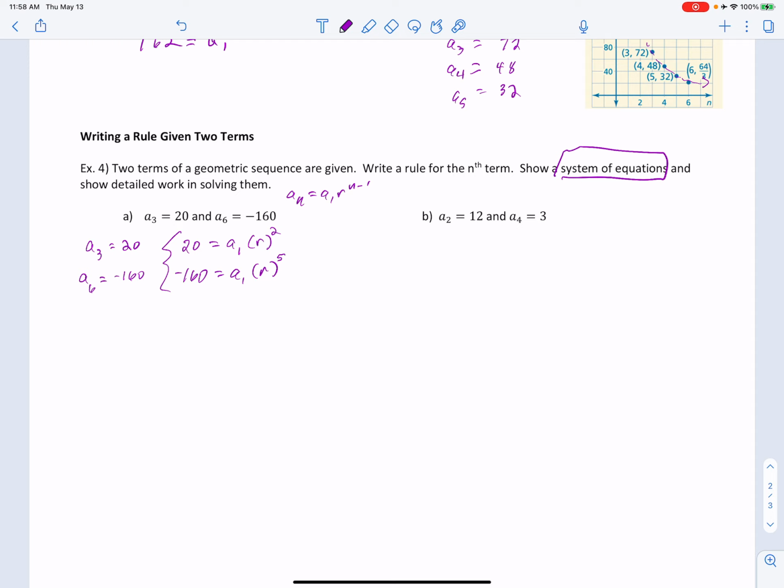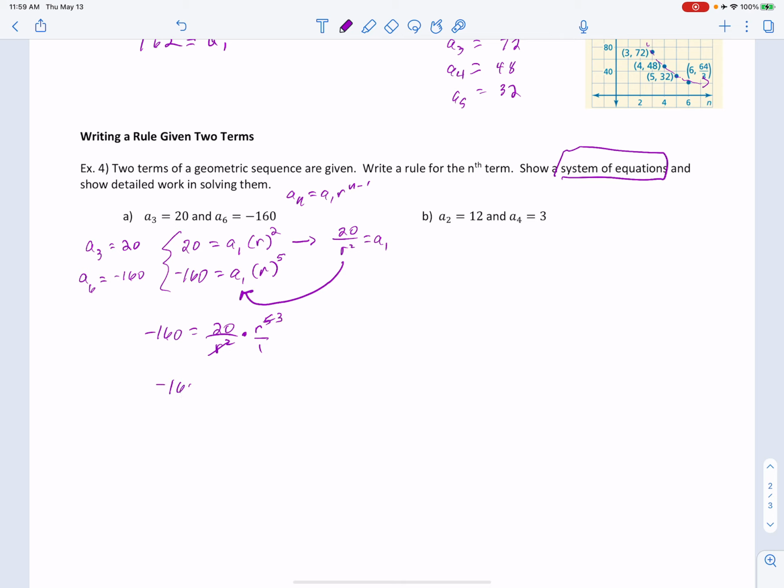So what we're going to do is take this first one and solve for a sub 1 by dividing by r squared. So I get a sub 1 is 20 over r squared. And then I'm going to substitute that into the second equation. So that's substituting for a sub 1, and then that's times r to the fifth. And that r to the fifth can be thought of as over 1. And then these r squareds take out 2 of those, so that ends up being r cubed.